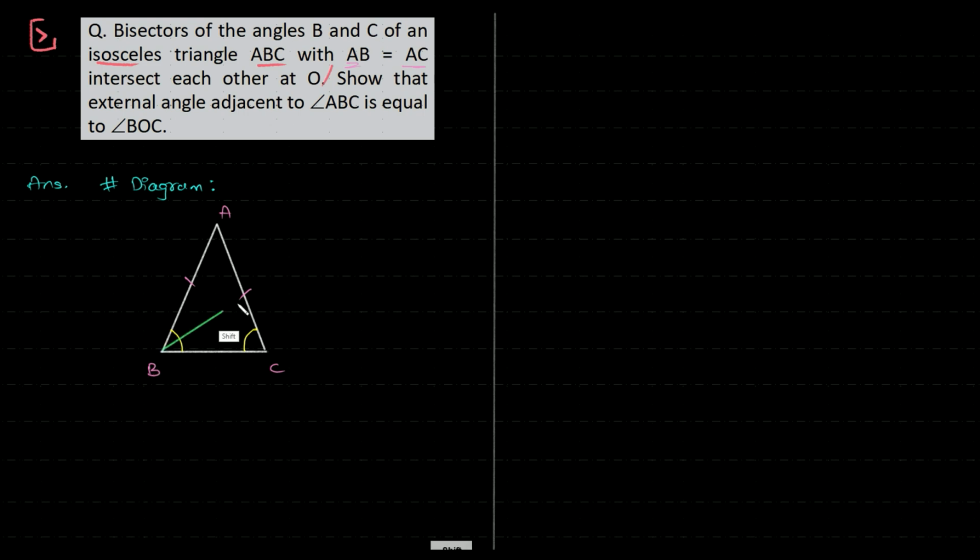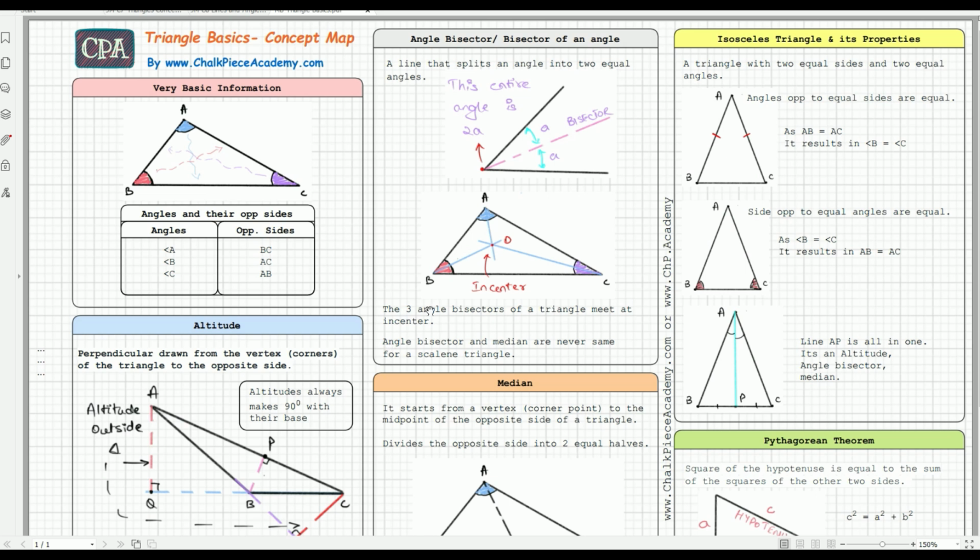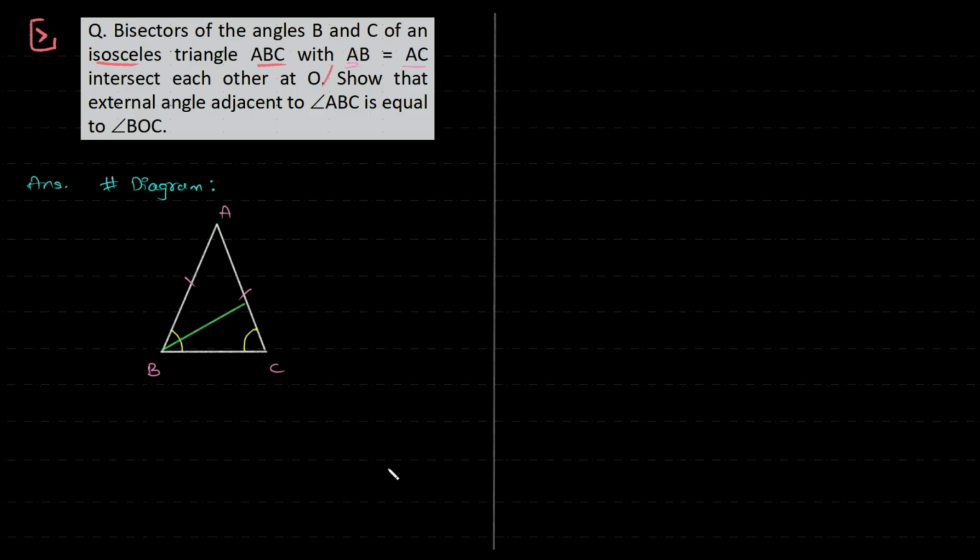What does it mean, bisectors of an angle? Let me show you a revision sheet. So we have your angle bisector. Please revise that if you don't know. Okay, I hope you did it. So we are drawing a line which cuts the angle into two equal halves. That's the whole idea. And it is meeting at O.